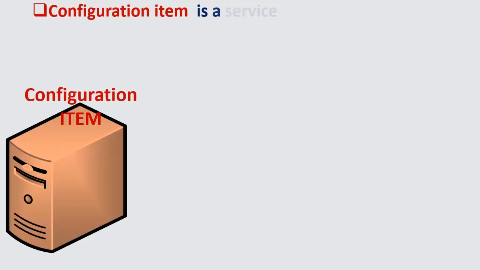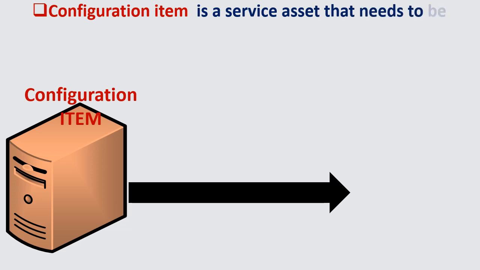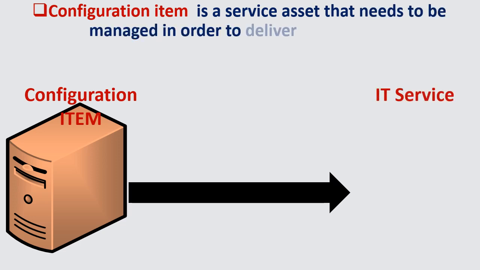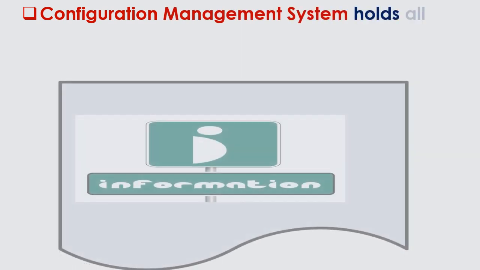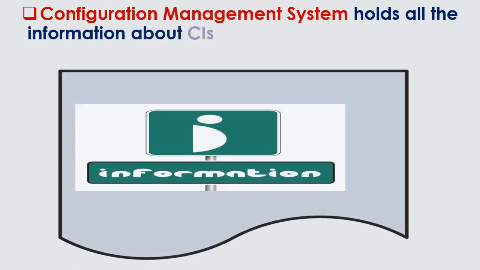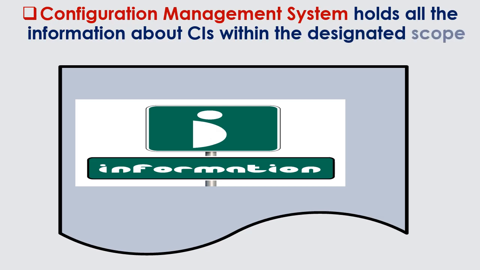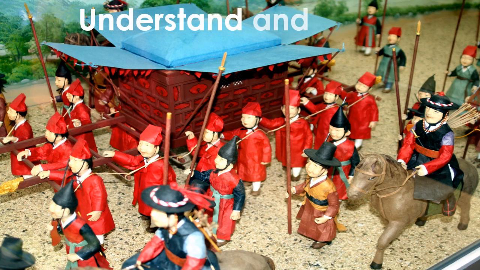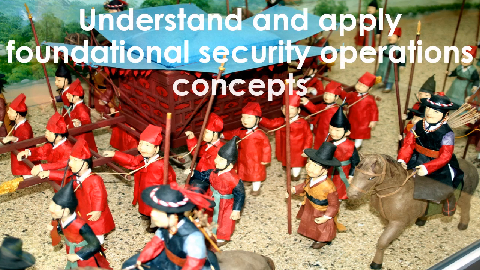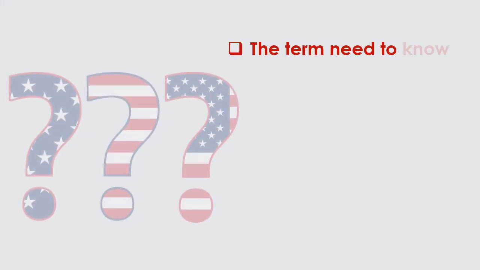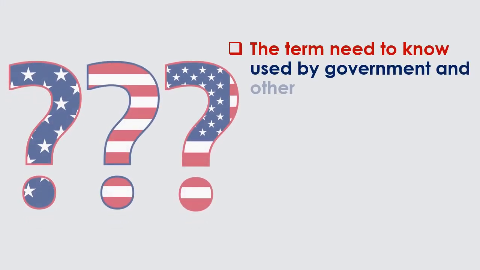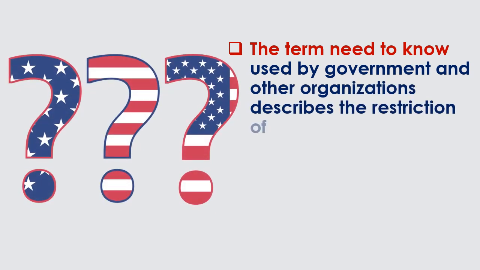A configuration item is a service asset that needs to be managed in order to deliver an IT service. A configuration management system holds all the information about configuration items within the designated scope. Understand and apply foundational security operations concepts. The term need to know, used by government and other organizations, describes the restriction of data which is considered very sensitive.